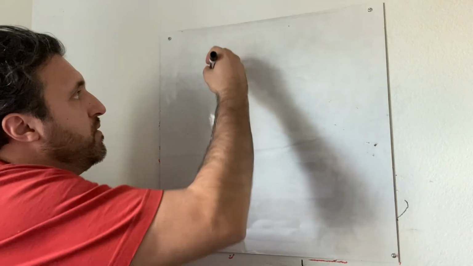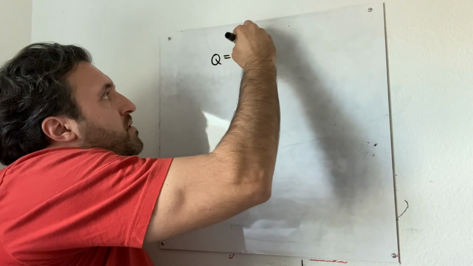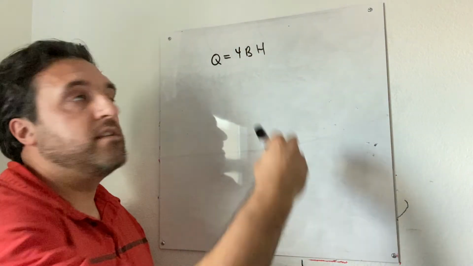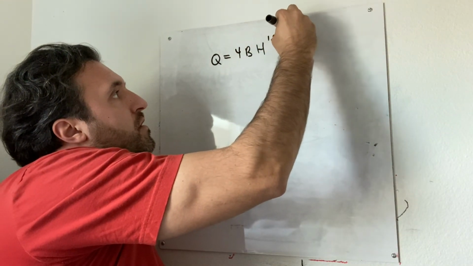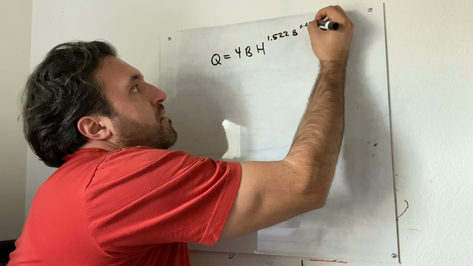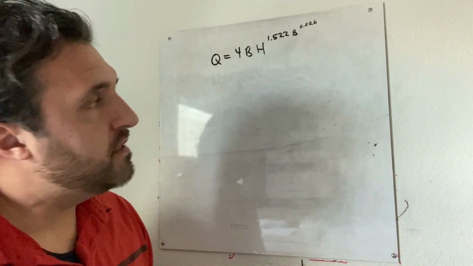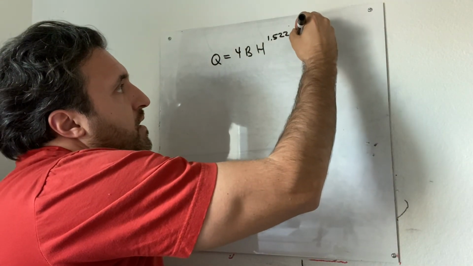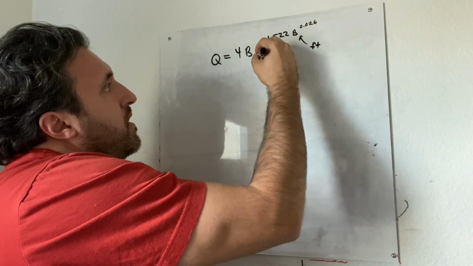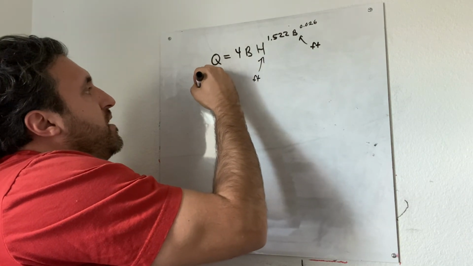Okay, to calculate the flow rate based on the depth and throat width of a partial flume, we've got the equation Q is equal to 4 times B times H raised to the 1.522 times B raised to the 0.026. This is obviously an empirical equation. The important thing to consider here are the units. B here is in feet, H here is also in feet, and this gives a Q value in cubic feet per second.